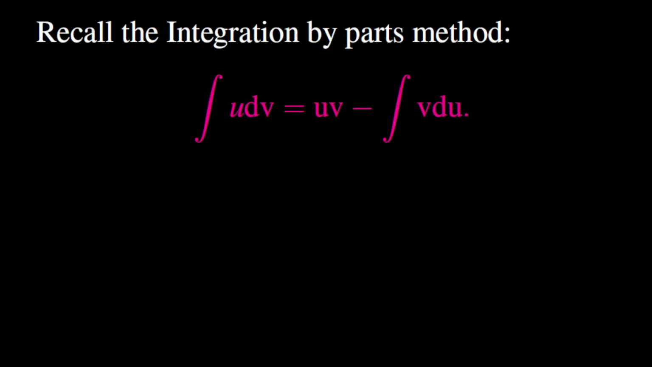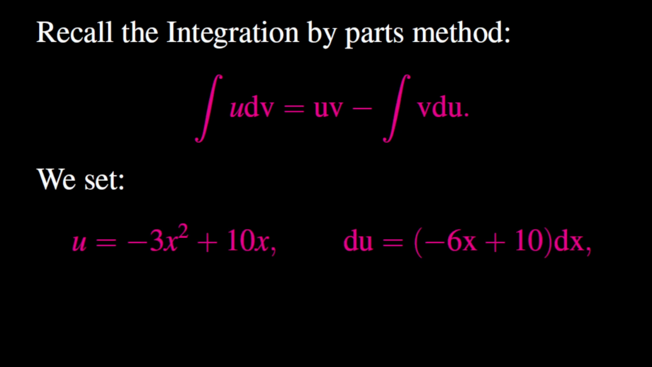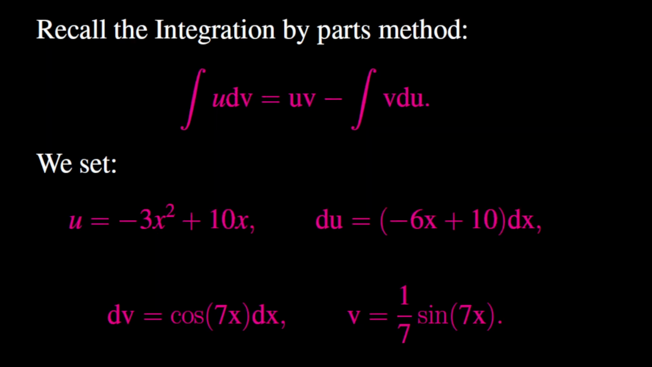Let us briefly review the method of integration by parts. We know that the integral of u dv is equal to u times v minus the integral of v du. Consequently, we set u equal to minus 3x squared plus 10x, so du equals minus 6x plus 10 dx. And dv equals cosine of 7x dx, and v equals 1 over 7 times sine of 7x.